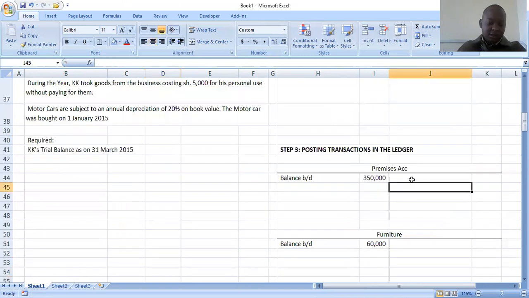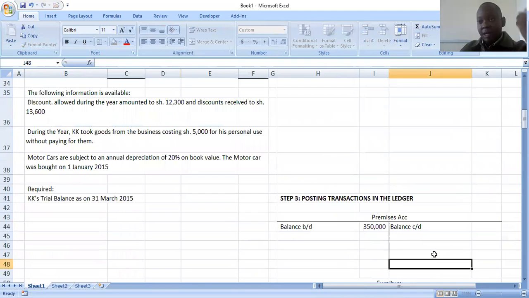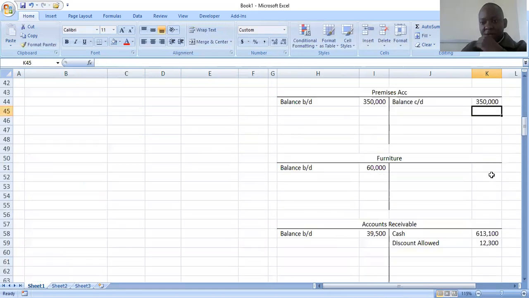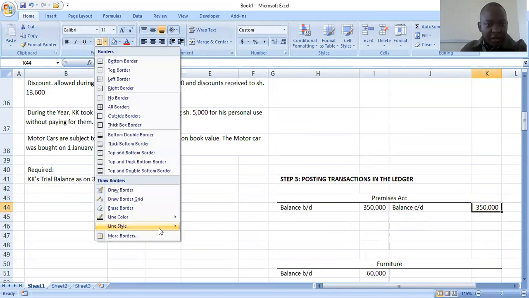So balance carried down. The closing balance of an asset is a debit balance, and that should be seen on the credit side of the account. So we have given that it's 350,000 shillings, which is balancing well. So that one has no problem.